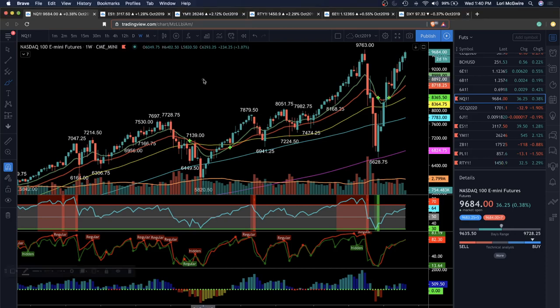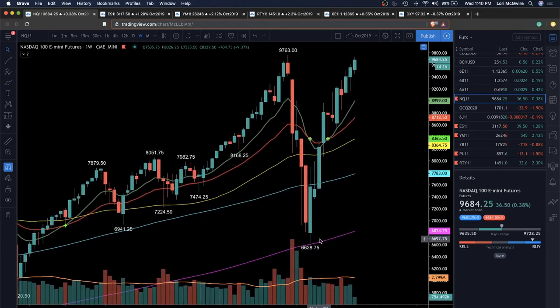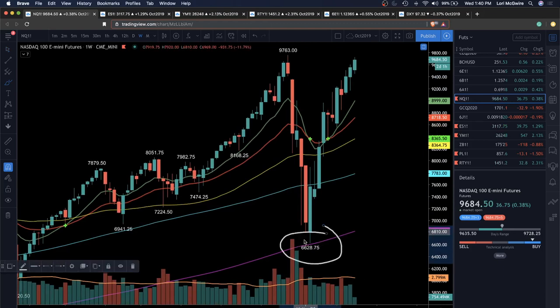I'm going to just blow this up a little bit so we can see. This purple line, the purple moving average, is the 200 period simple moving average, and we hit it to the penny. So this is on the weekly for Nasdaq. This is back in March, and you're wondering, why is she bringing up March?